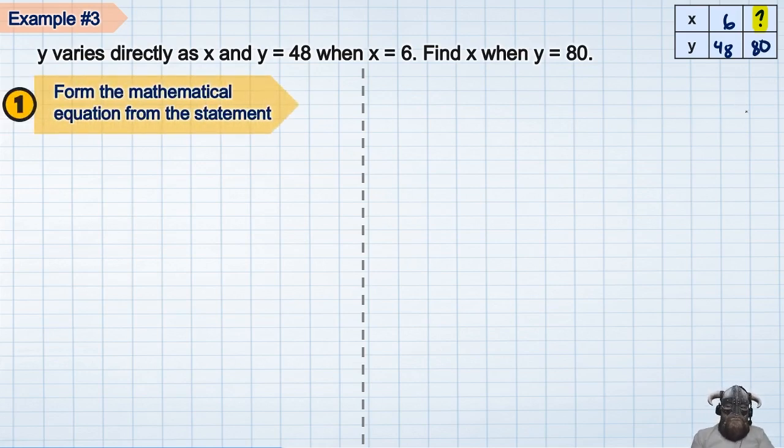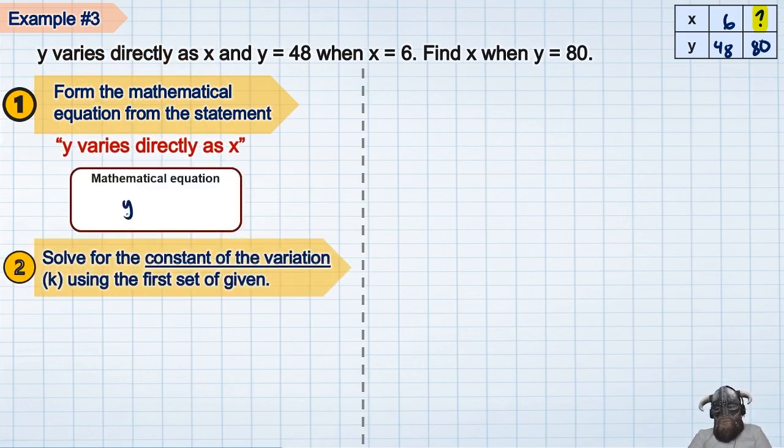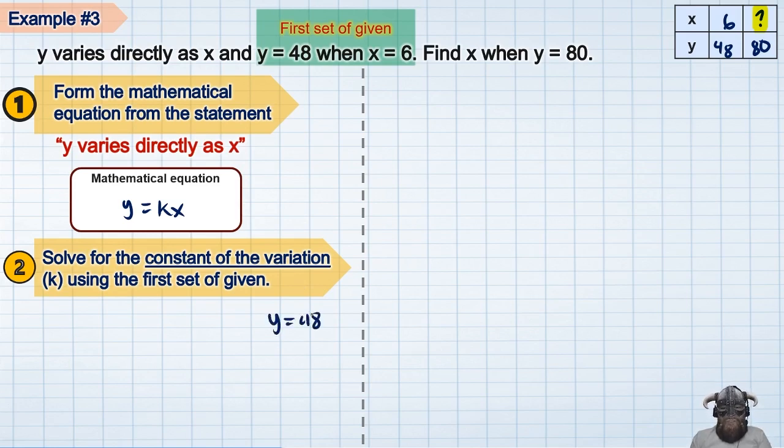So, same steps pa rin tayo. First, form the mathematical equation using y varies directly as x. So, we'll interpret as y is equal to kx. Now, we'll use that y is equal to kx to solve for the constant of variation. The same time, we'll use the first set of given. In this case, we have y is equal to 48 and x is equal to 6.